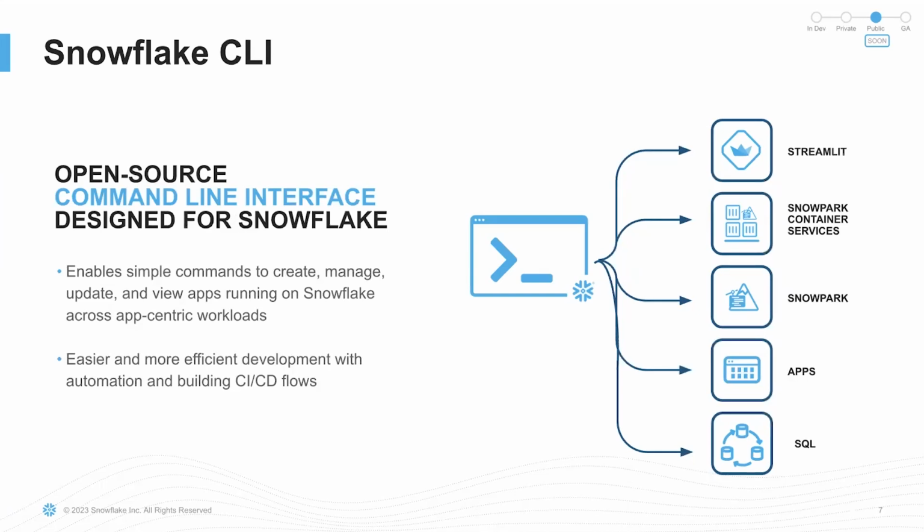The next one, which we are really excited about, is Snowflake CLI. This is an open source command line tool, really focused on app-centric workloads. So you will be able to use really simple CLI commands for building apps with Native Apps, Streamlit, Snowpark, and all in a fashion where you can build really great automations and CI/CD flows with the CLI.